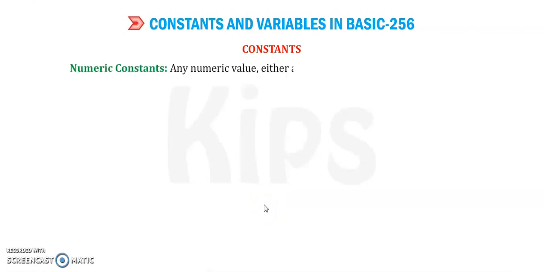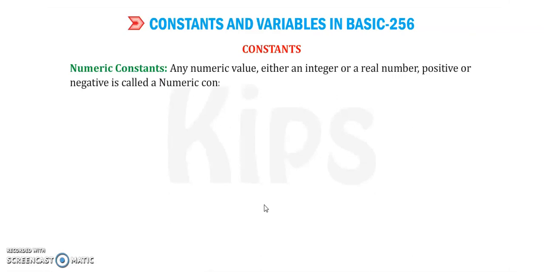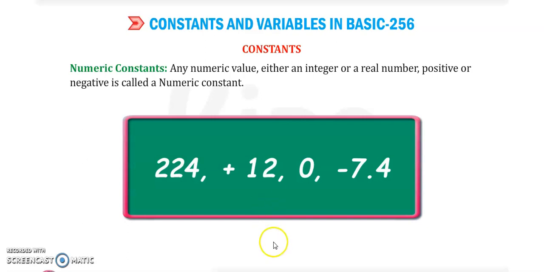Numeric constants: any numeric value, either an integer or real number, positive or negative, is called a numeric constant, like 2, 4, plus 12. We can write this also. 0 is also a constant. Minus 7.4 is also a constant value. All the numeric values that we can calculate with are called numeric constants.